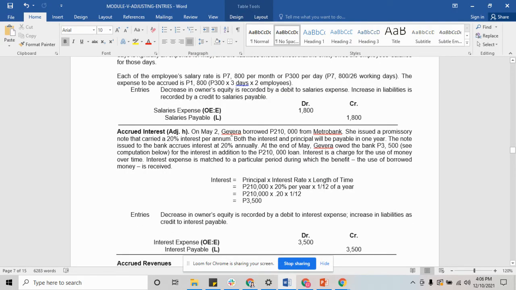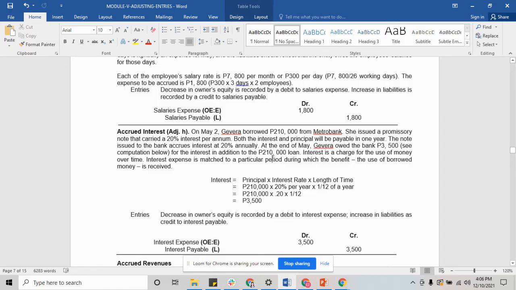On May 2, Jevera borrowed 210,000 from Metro Bank. She issued a promissory note that carried a 20% interest per annum. Both the interest and principal will be payable in 1 year. The note issued to the bank accrues interest at 20% annually. At the end of May, Jevera owed the bank 3,500 for the interest in addition to the 210,000 loan.